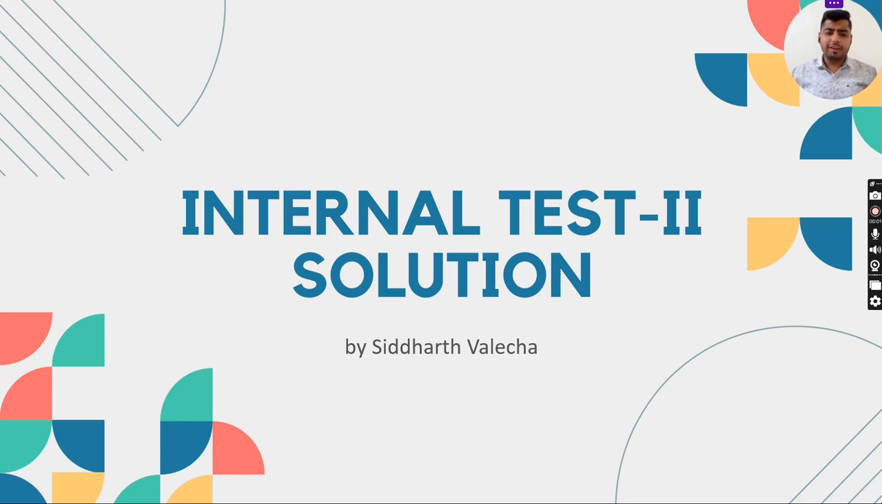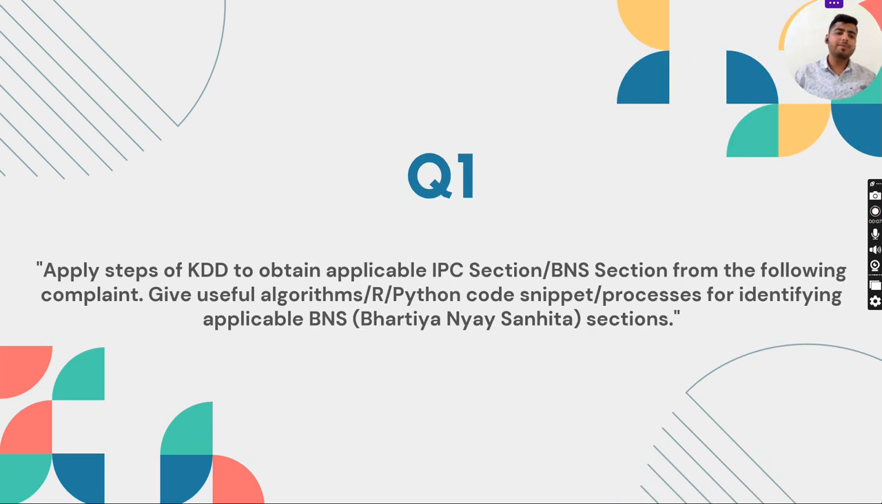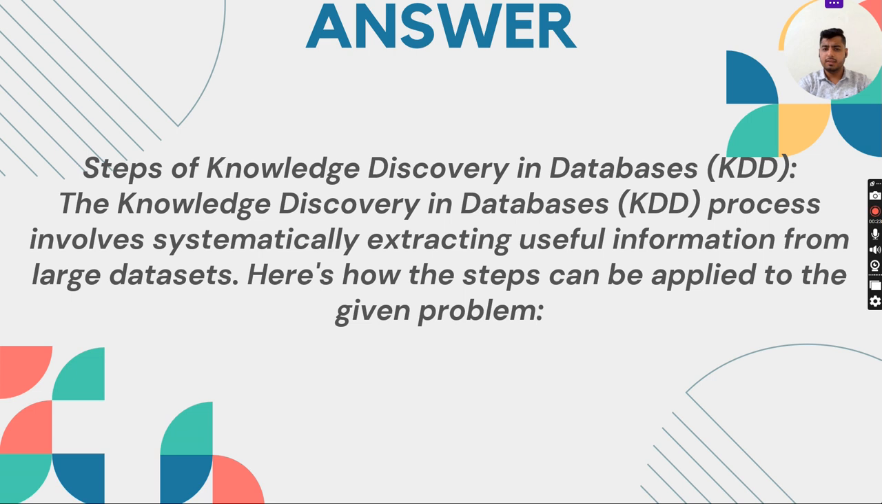And in today's video, we will discuss the internal test solution. So here we go. Question number one: apply the steps of KDD to obtain the applicable IPC section or BNS section for the following complaint. Give useful algorithms in R or Python code snippet processes for identifying the applicable BNS, Bharatiya Nyaya Samhita, section.